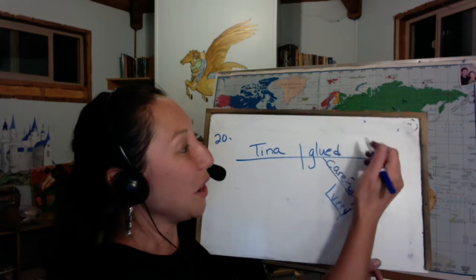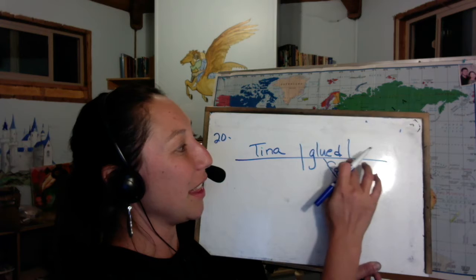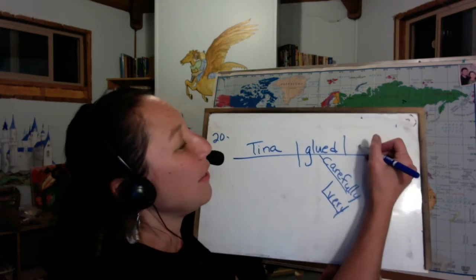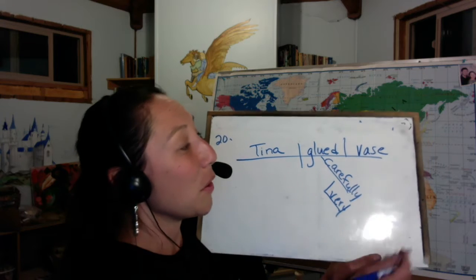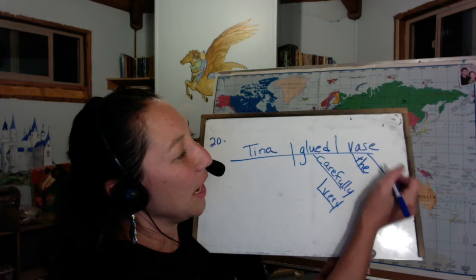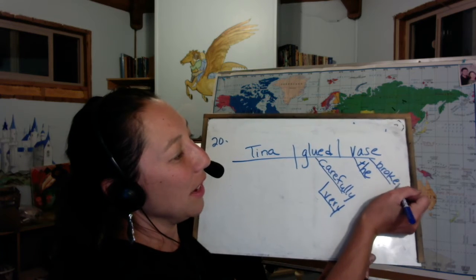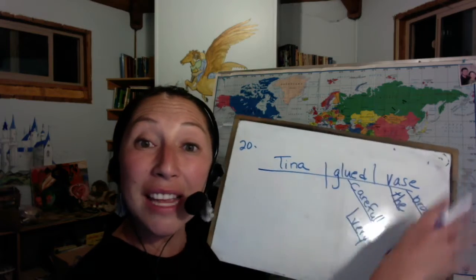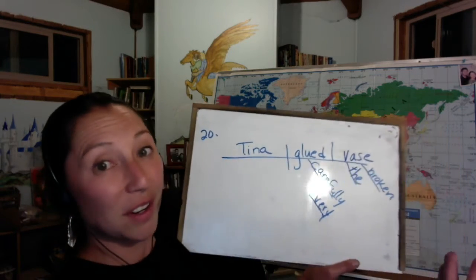Tina glued what? A what is a direct object, so I draw that line up and down straight, and the direct object goes right here. Vase. What kind of vase? The vase. What kind of vase? Broken vase. Again, just as a refresher, it's not on here, but I always like to identify the parts of speech just to rehearse this.